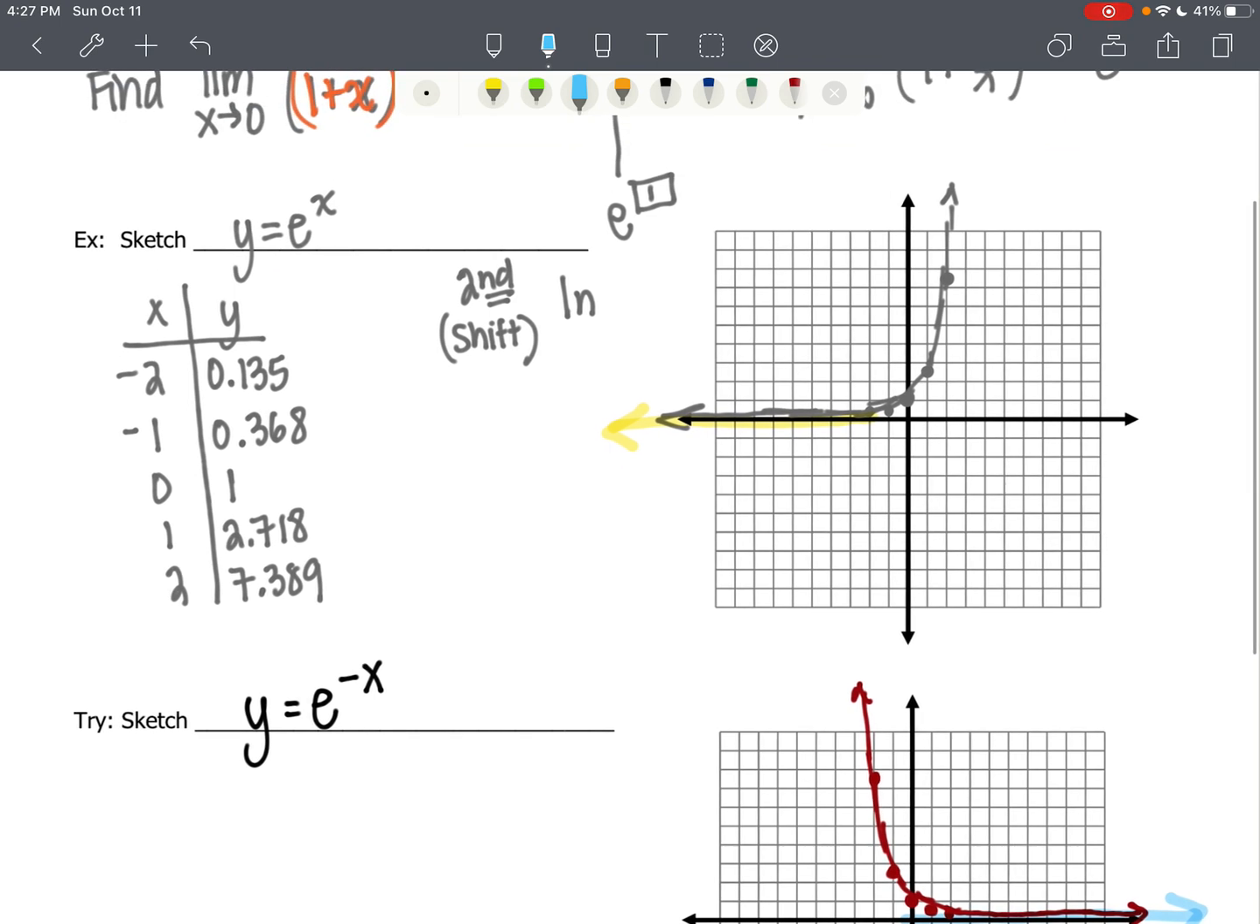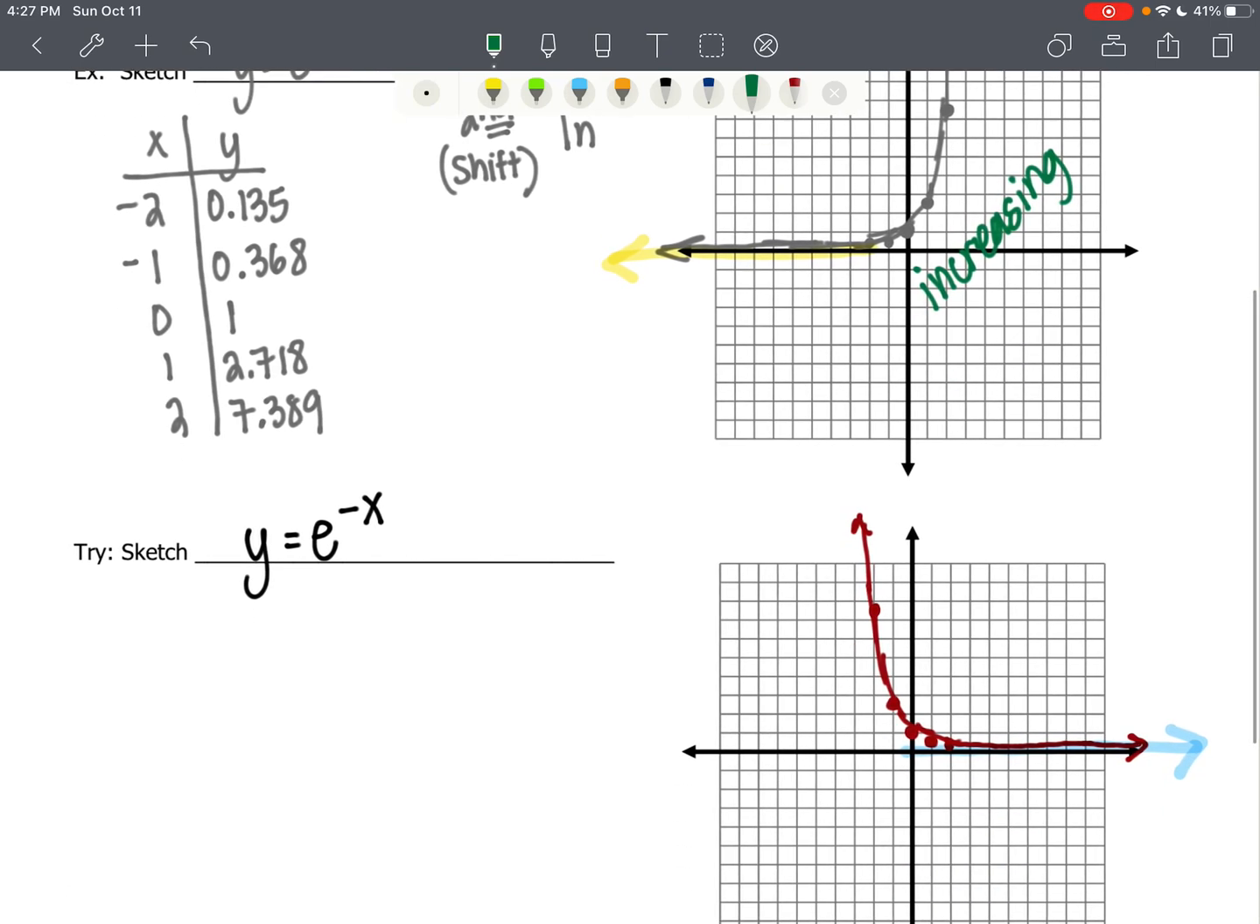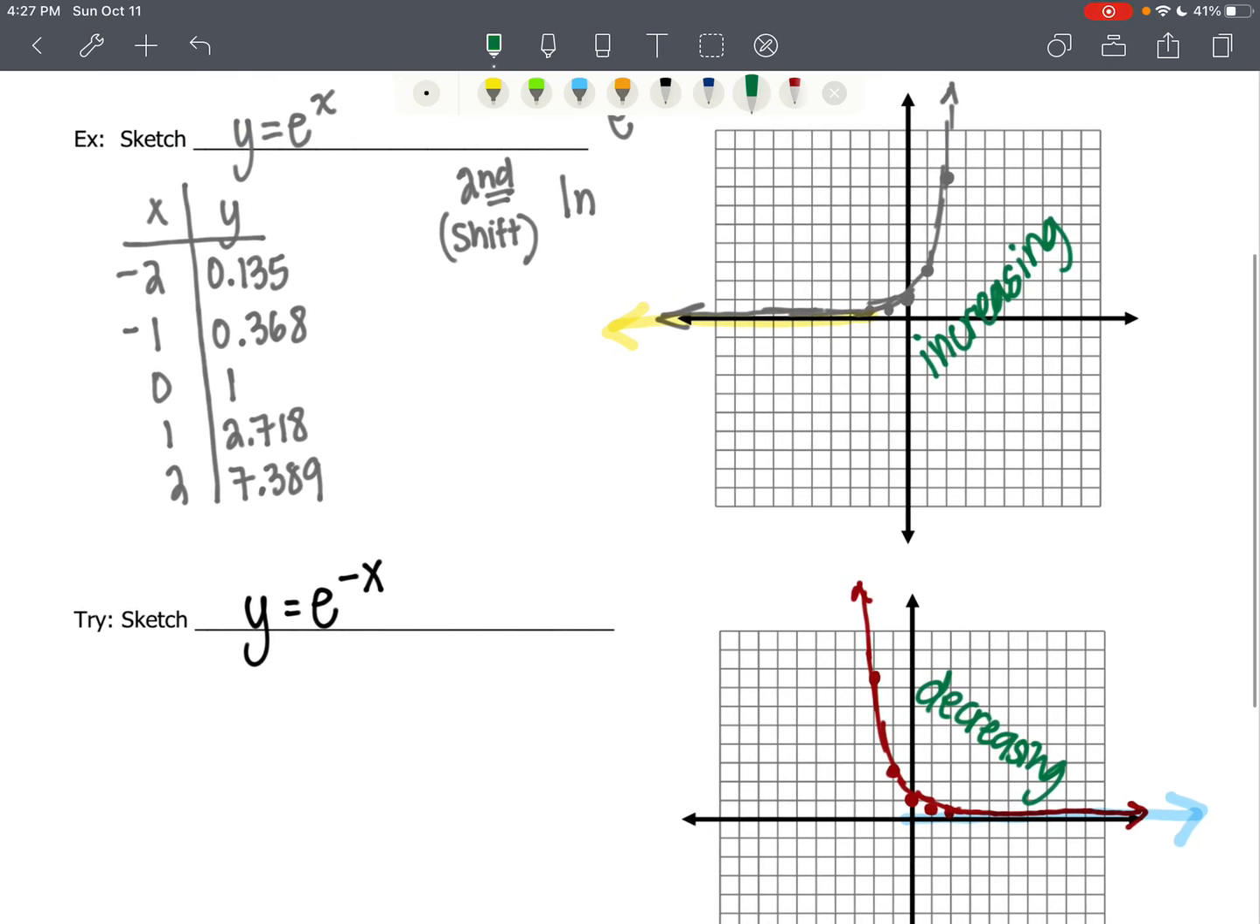So the graph that we've had as an example is increasing. I'm going to try and recall some information that you may or may not recall from college algebra. This graph is increasing while this one is a decreasing function. It's decreasing all the way. We can also talk about the concavity. The one that is increasing is concave up, and the one that is decreasing is concave down.